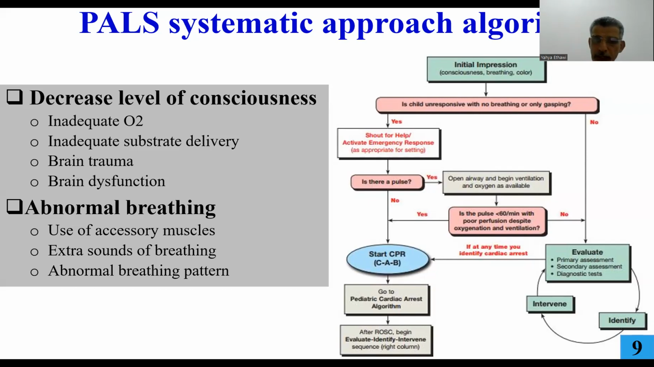Okay, so if you look here, Dr. Sarah, you can see when we look at abnormal breathing, we said use of accessory muscle, extra sound, and breathing pattern. Which one do you think grunting belongs to, of these three? Extra sound of the breathing. Extra sound is grunting. Okay, anybody else? Anybody else know what is grunting?